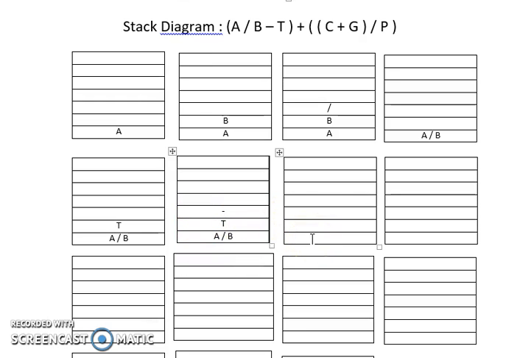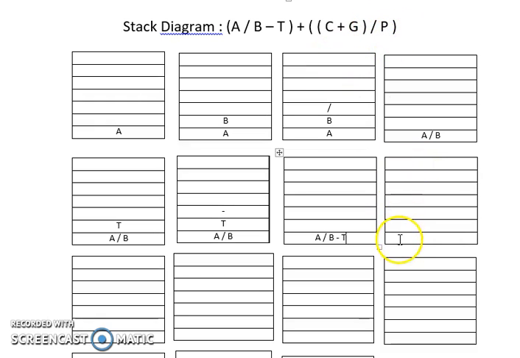So we write out at the bottom of the next diagram. So the equation is A divided by B minus T. Okay, we did the first part. So the second part, we also want to separate into two parts, which is the C plus G. We do the C plus G first. After this, we divide P.